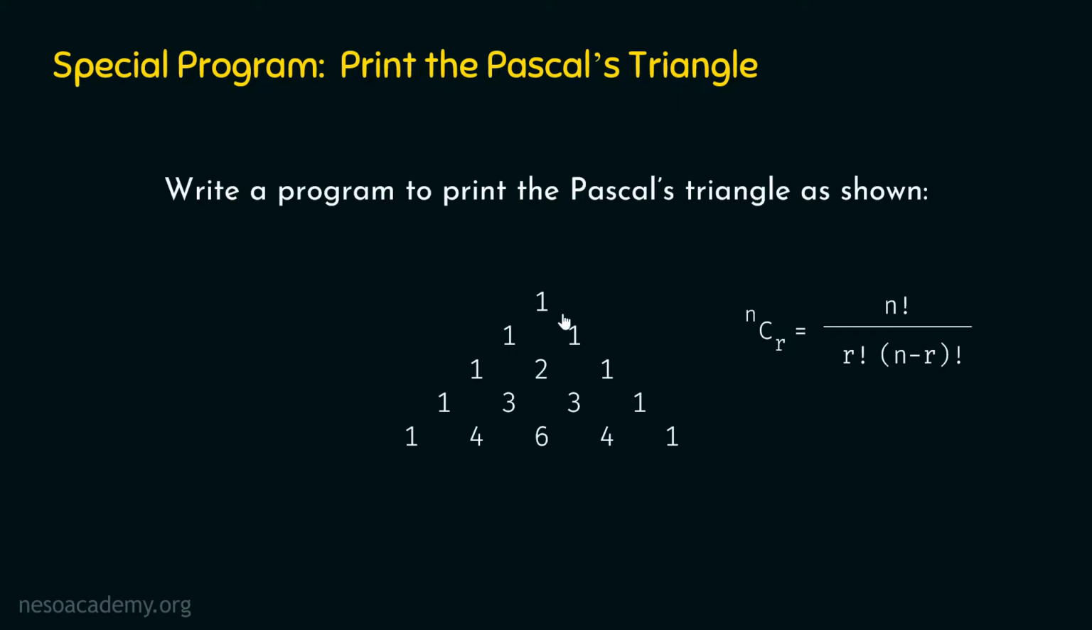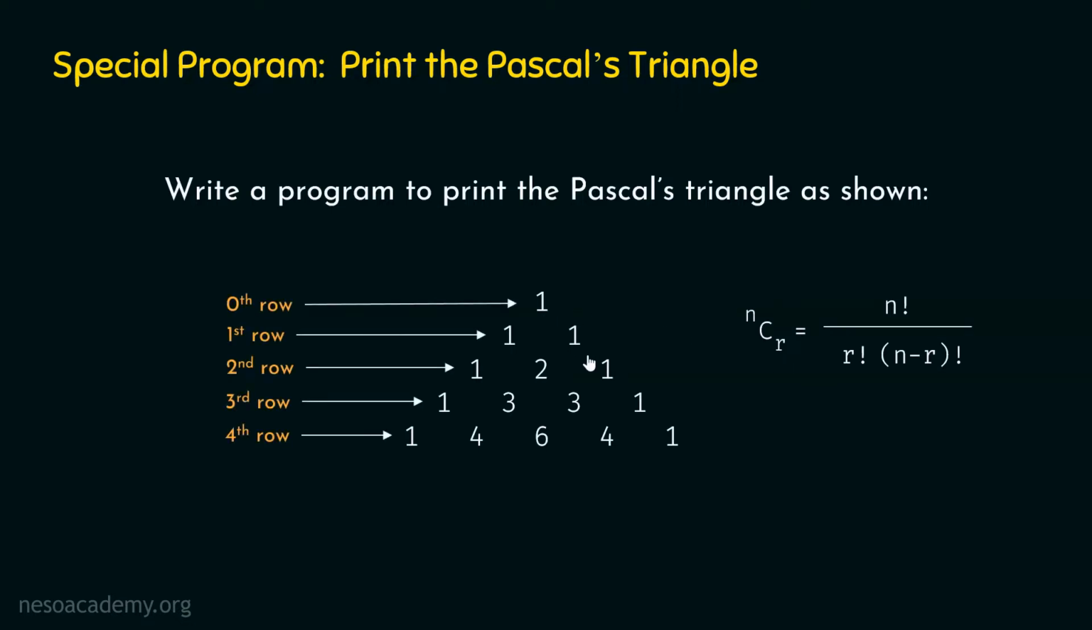Let us assume that this is the 0th row, this is the first row, this is the second row, this is the third row, and this is the 4th row. I have written row numbers here. And this value is at column number 0. Similarly, this value is also at column number 0 and this value is at column number 1. This value is at column number 0, this value is at column number 1 and this value is at column number 2. Similarly, we can obtain the column numbers for the rest of the values as well.